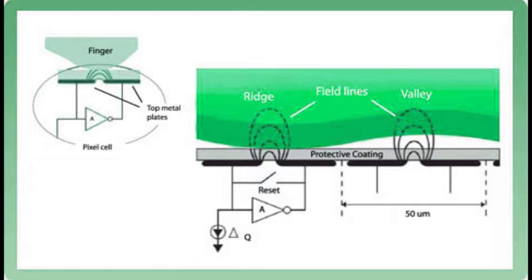and the dielectric constants of the epidermis and the air are known values. The measured capacitance values are then used to gauge distance between the fingerprint's ridges and valleys.